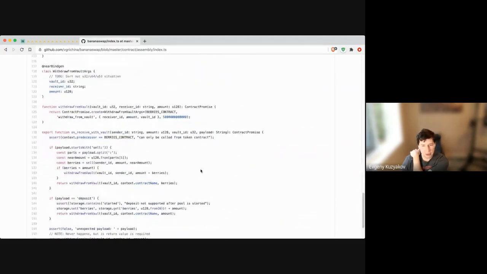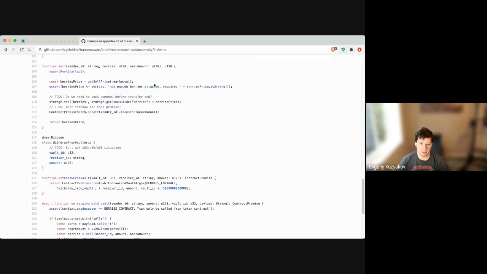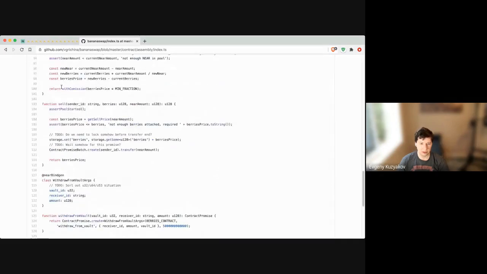It's maybe possible to somehow trigger front running there, but I don't think it's a reasonable way, because while this is not completed, the internal berries balance is already updated. So if you try to transfer these berries, maybe you can arrive first, but unlikely.